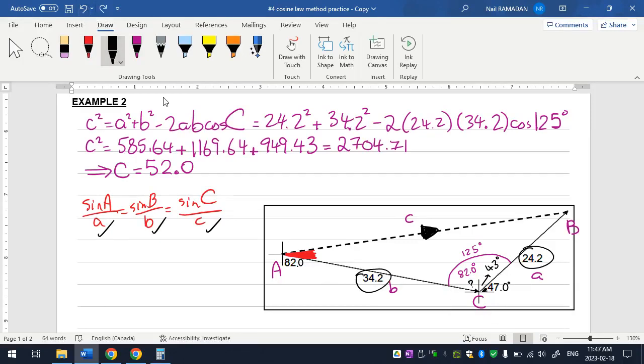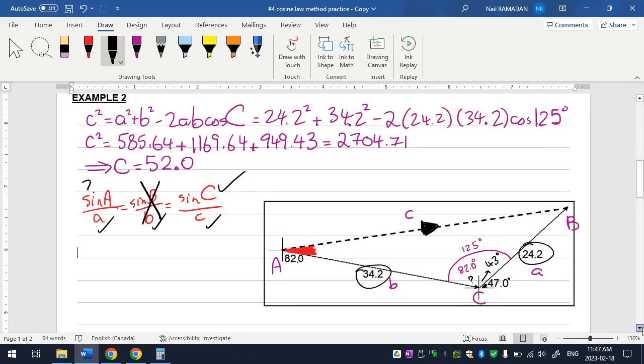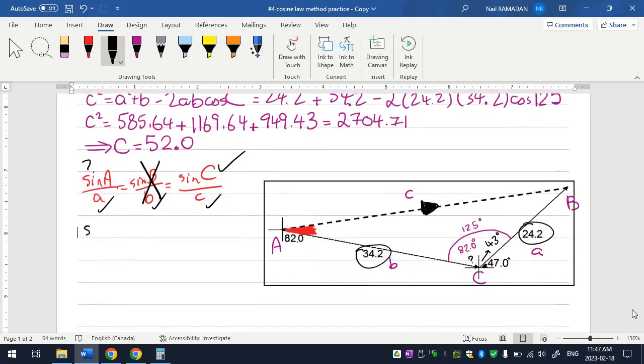so it's angle C, and the angle I want to find is angle A, which means again B happens to be the useless fraction. Obviously, any fraction could be the useless fraction, depends on how you label your ABCs, okay? So far it's happening to be the B's. So now I need to plug in sine of A, which I need to know, over A, which is 24.2, equals sine of 125 divided by, sorry, divided by the 52.